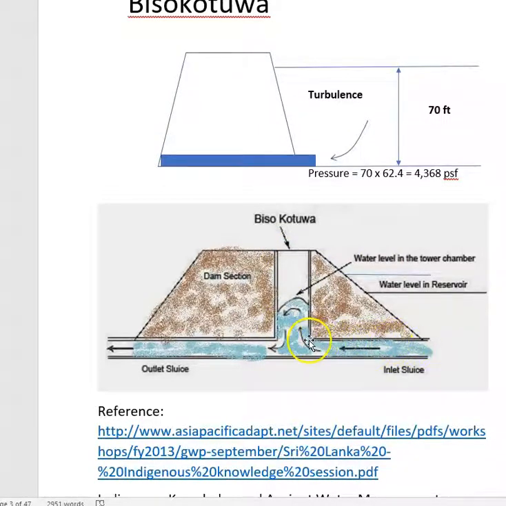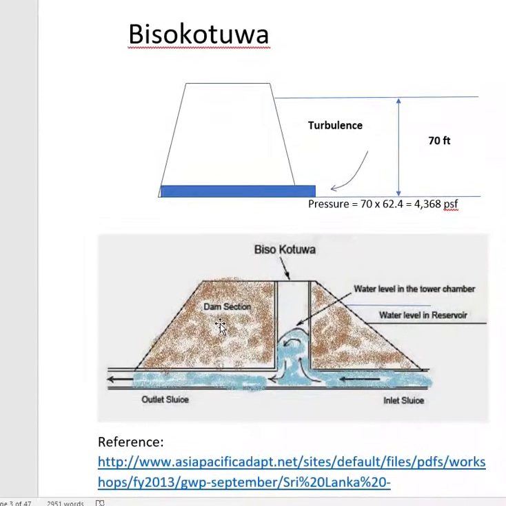So the water comes here and goes up there. There's an energy loss here due to turbulence happening here, and when the water goes from here, there's friction, and that friction would take out some of the energy, and there's friction here also. These conduits or little tunnels could stretch for like 100 meters in some locations. So the Bisokotuwa could be far away, or close by in some of them, or this conduit could be far away. So they design the Bisokotuwa in different ways.